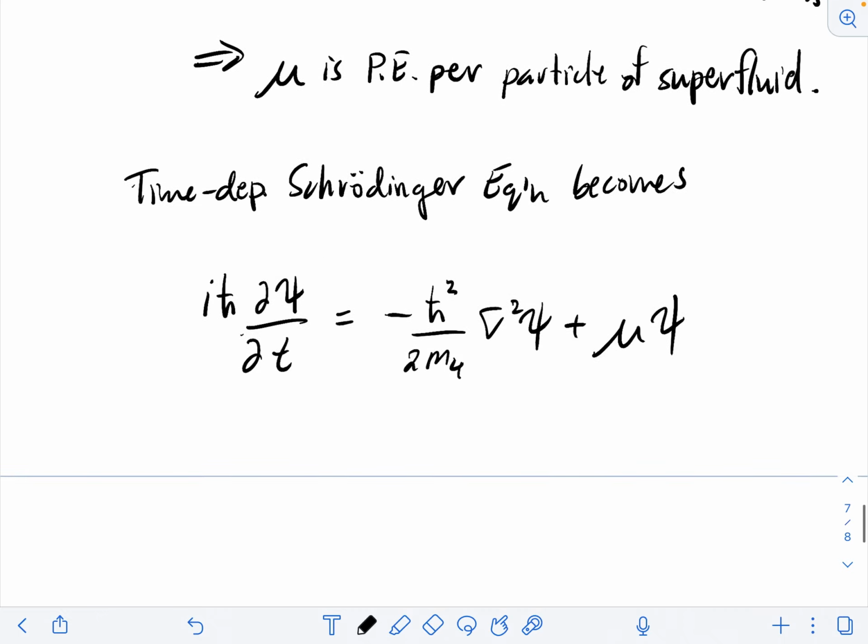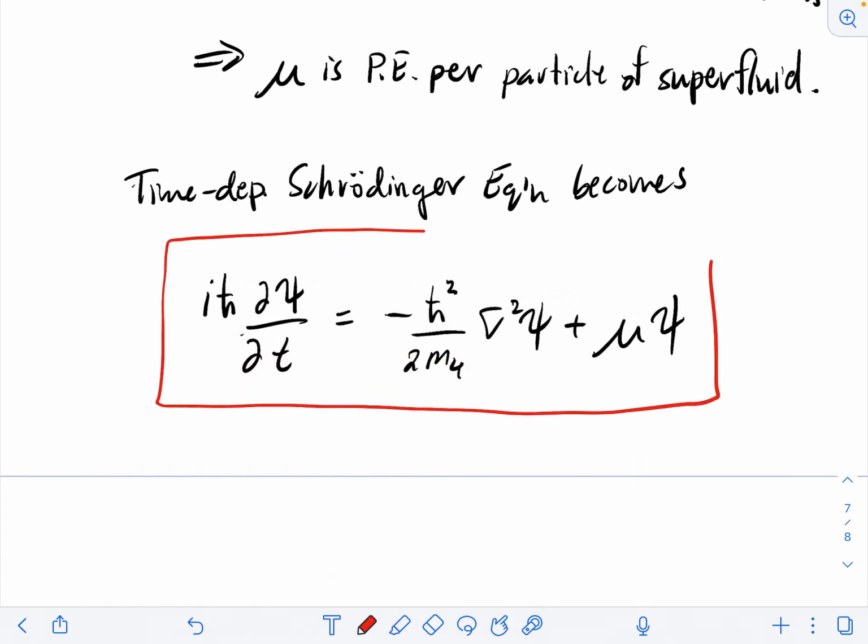And so what we've done is we've done two things now. We've identified that the square of the amplitude of the wave function is the number density of superfluid particles at position r. We already know that the gradient of the phase of the wave function is the superfluid velocity, and now we see that the chemical potential is the potential energy per particle of the superfluid.